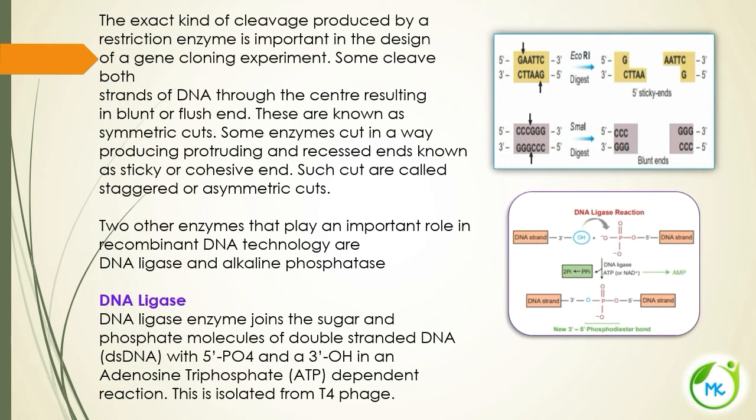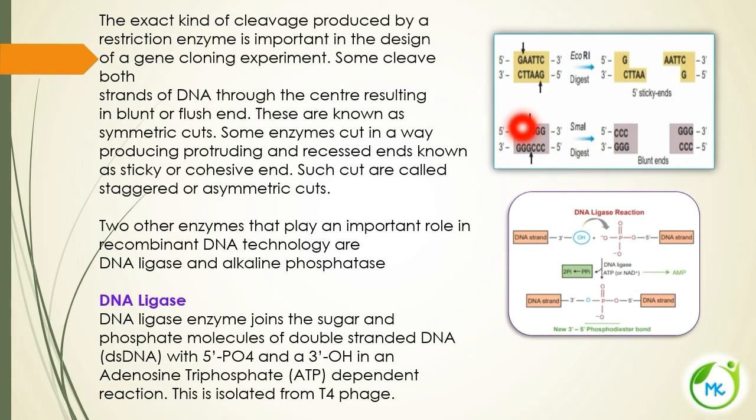Next, I told you we will also discuss the cleavage. The exact kind of cleavage means how it cuts. The exact kind of cleavage produced by a restriction enzyme is important in the design of the gene cloning experiment. Some cleave both the strands of DNA through the center. Exactly, it will be cutting at the center.